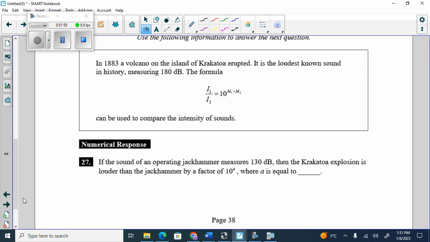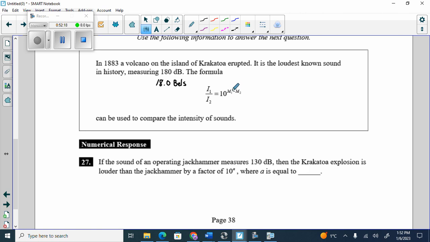In 1883, a volcano on the island of Krakatoa erupted. It is the loudest known sound in history, measuring 180 decibels. We work in bells, just so you know. So it'd be 18.0 bells. Not decibels, bells. Because bells are base 10.